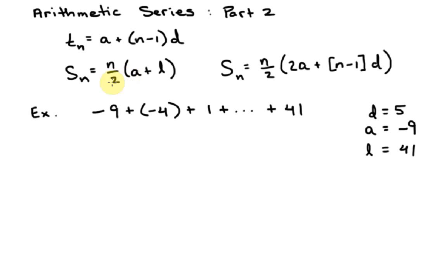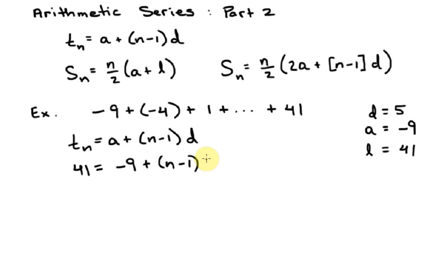See, when I look at all these formulas, there's an n in both formulas. So the first thing I have to do is use the first formula, the t sub n formula, and try to determine how many terms I have. So I'm going to take my last term here, which has a value of 41, and plug it into this formula here. Now remember, we know some of the stuff. So we're going to plug in what we know, like the value of the term is 41. We know a, the first term, is negative 9. And we just don't know what n is. So n minus 1, and the common difference is 5. So I'm going to go ahead and solve this for n.